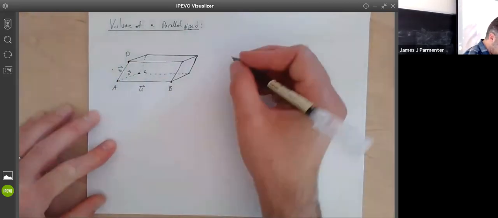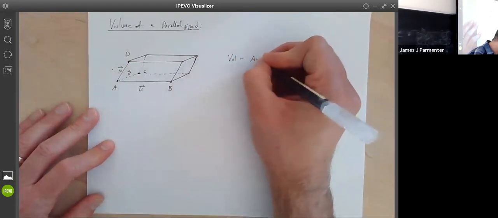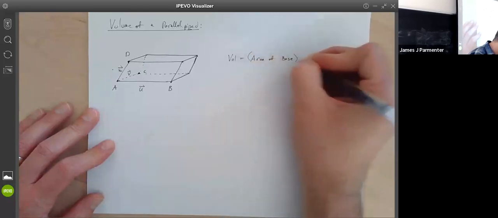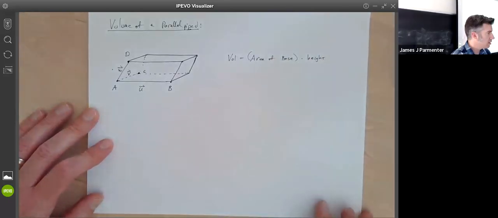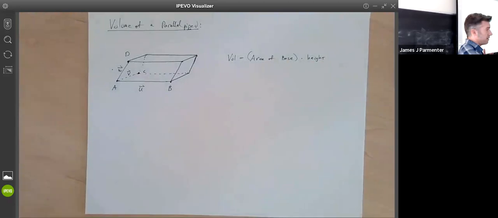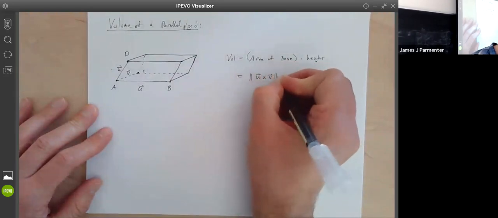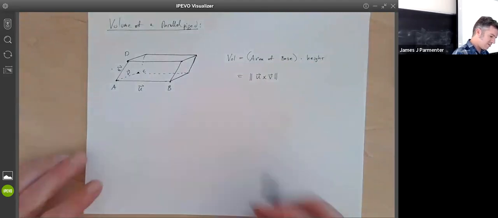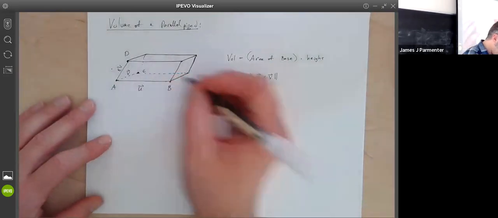So very generally, the volume here is the area of the base times the height. It's not too bad. And the area of the base is the thing we just talked about, right? The area of the base is the area of a parallelogram, which is going to be the magnitude of u cross v. And then the height here is a little tricky.